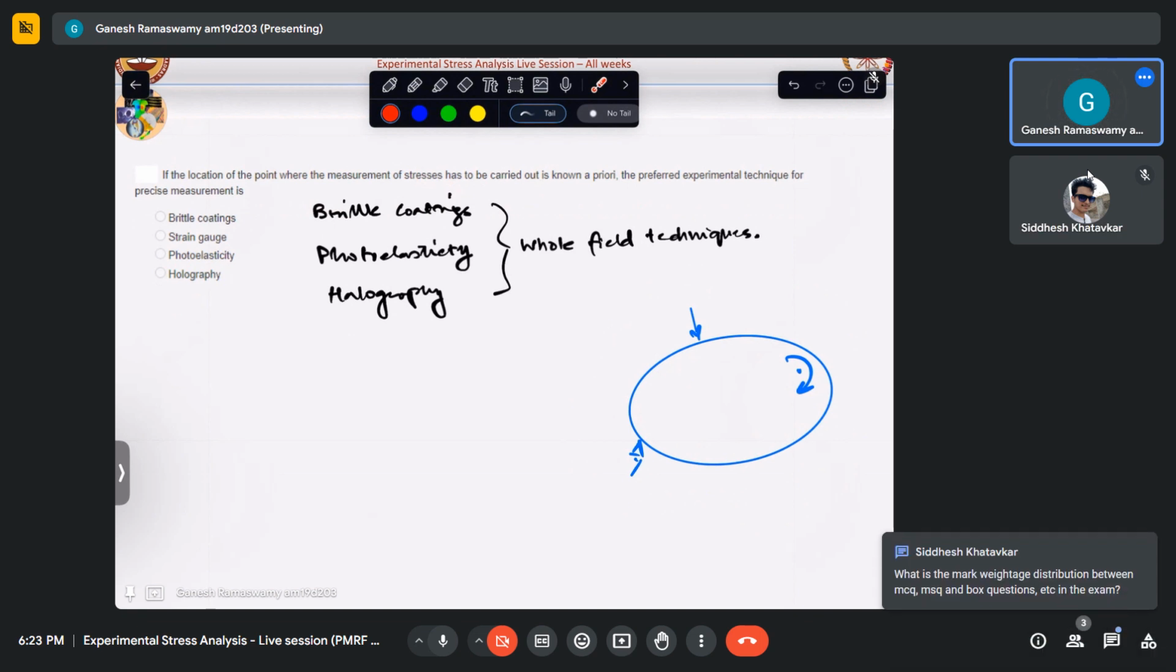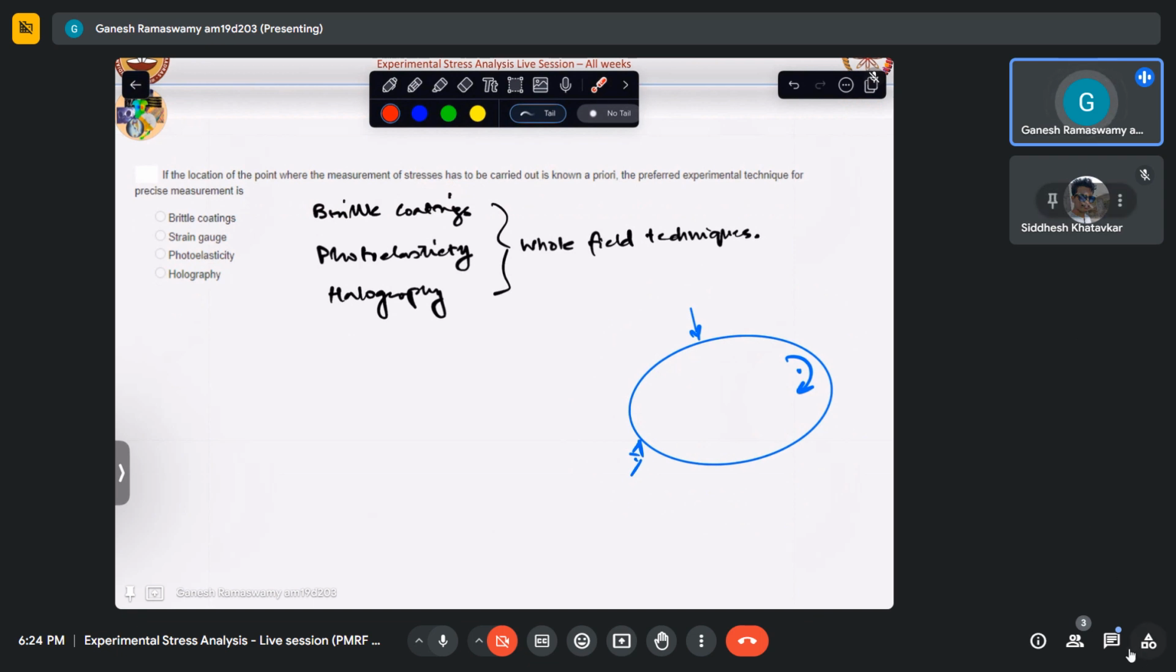What is the mark weighted distribution between MCQ, box question, etc. in the exam? That I'm not very sure. It will be similar to the assignments.